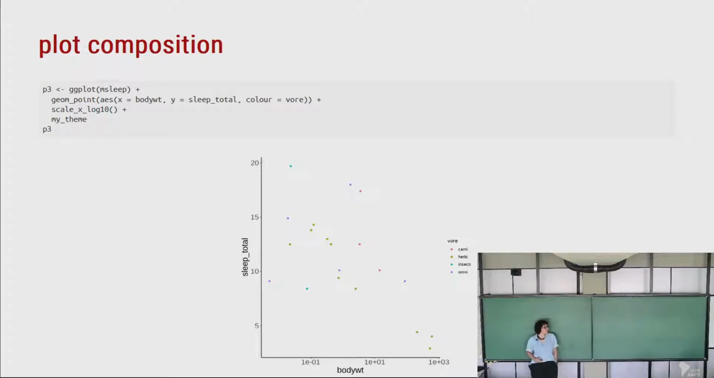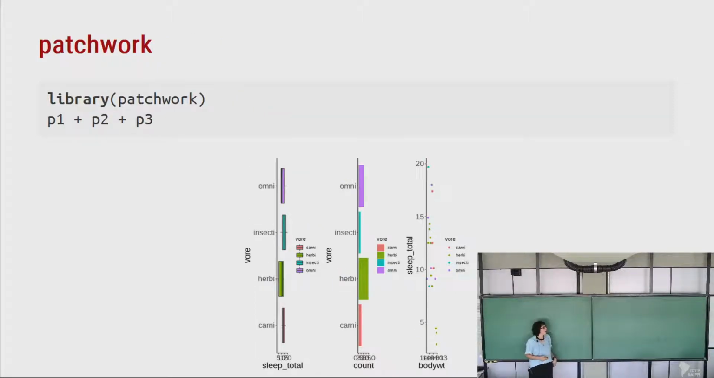And here, I want to change my x-axis scale, and I'm doing that using scale x log 10. This is the same as the other command that we saw before, but it's something that we do a lot, so there's a specific function for that. And I can load the package patchwork, and I can just sum up all of them, and I will get this. This is very disappointing, right?